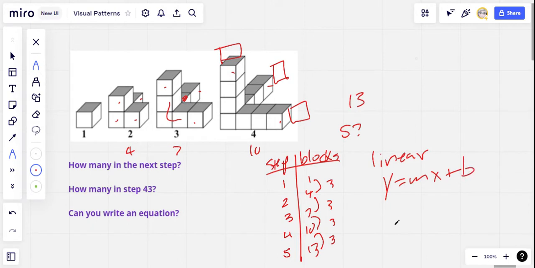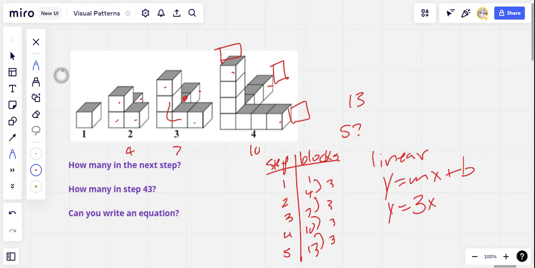So y equals mx plus b is that equation we usually use for a line. And the m represents the slope of the line, or in the case of a pattern like this, it represents the change in each step. So that change is 3 blocks. X will represent the step number. And then this plus b, it's some other number that we might need to use to adjust things if this doesn't quite work out. So let's look how it would work out.